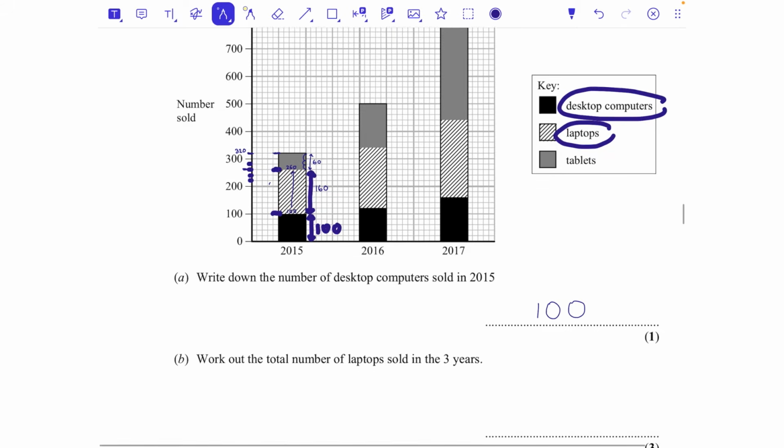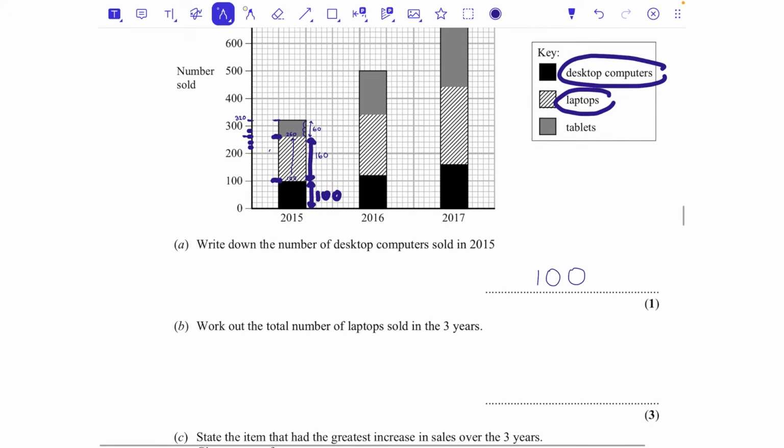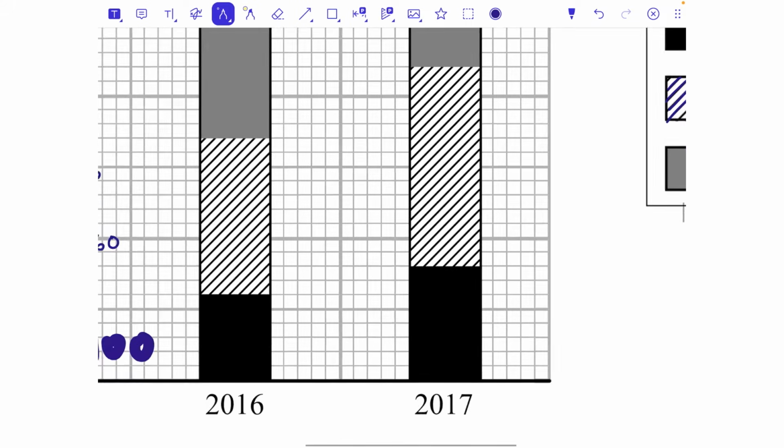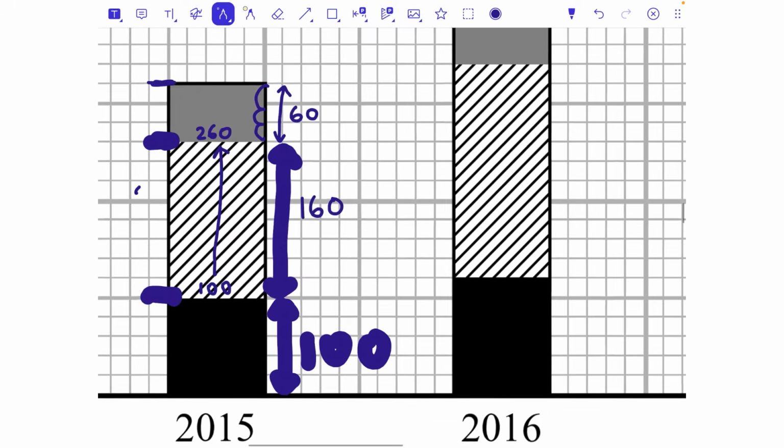Then it says, work out the total number of laptops sold in the 3 years. So laptops is the section that is lined like this. So I need to look at all 3 years. We've already worked out that this is 160.